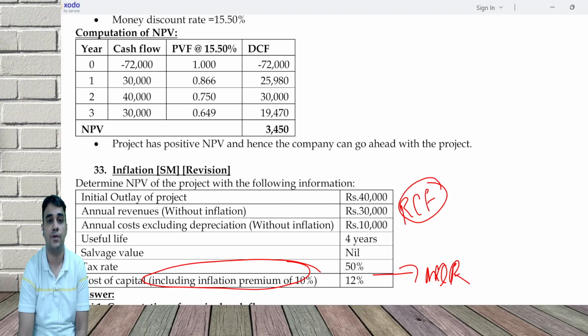or convert your cash flows into nominal cash flow. Convert the cash flows into nominal cash flow. That is, first year it's not 30,000. 30,000, what is the inflation rate? Plus 10% for first year, another plus 10% for second year, another plus 10% for third year, another plus 10% for the fourth year.